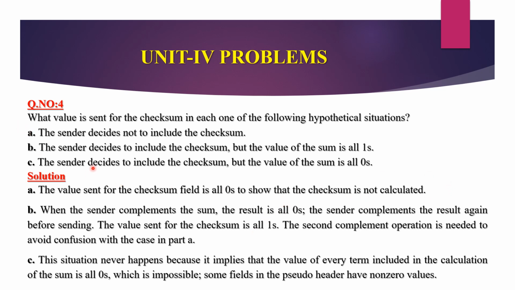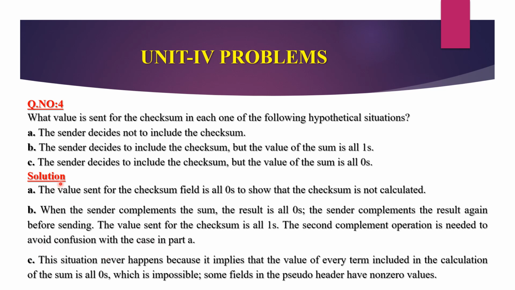Second one, the sender decides to include checksum, but the value of the sum is all ones. When the sender completes the sum, the result is all zeros. The sender complements the result again before sending. The value sent for checksum is all ones. The second complement operation is needed to avoid confusion with the case in part A.